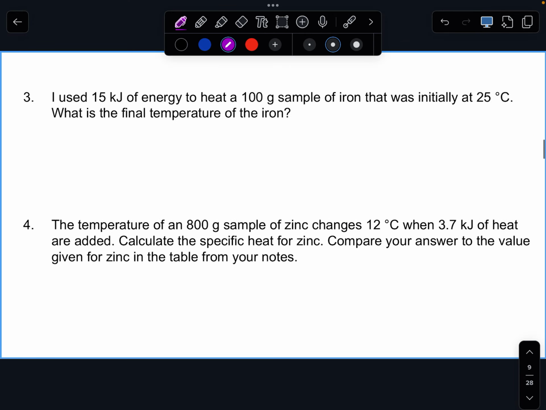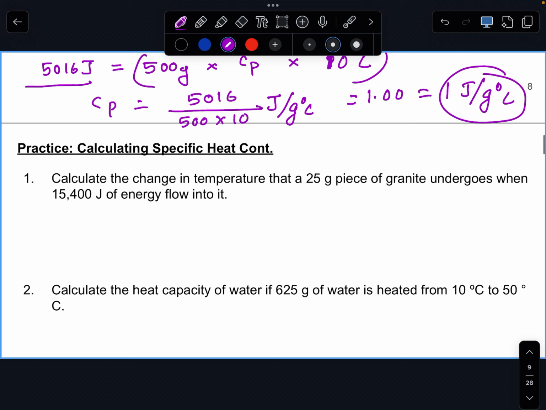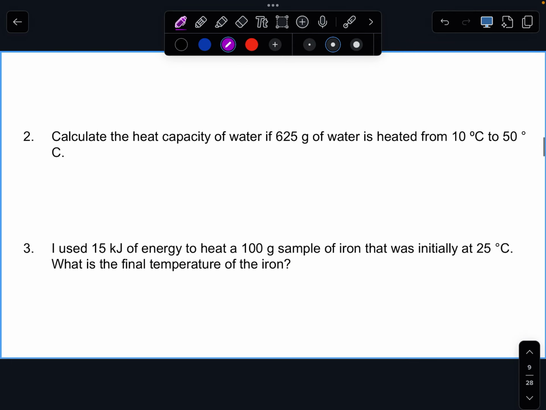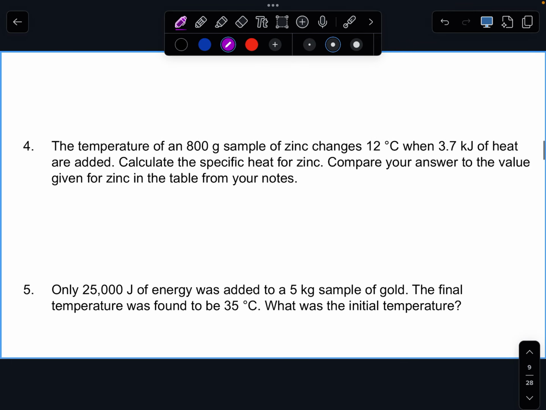Then this page is the practice. If you are absent in class, do that at home and check your answers with me later.